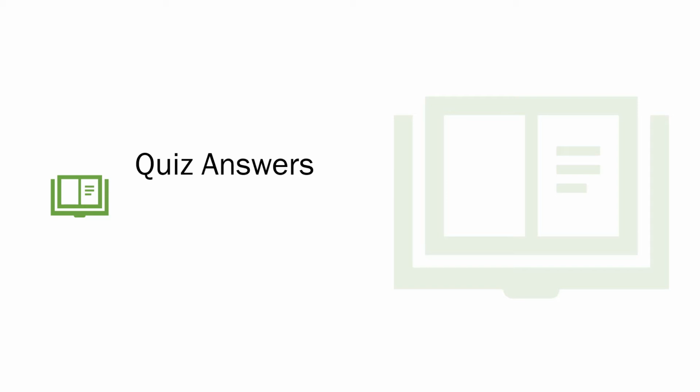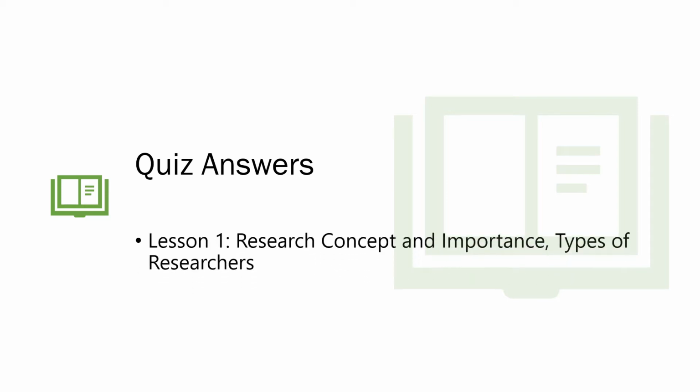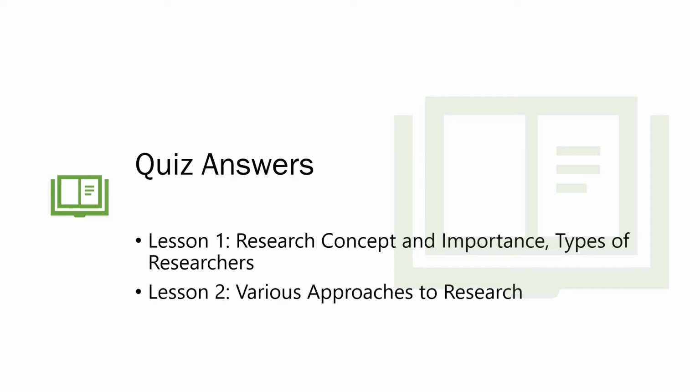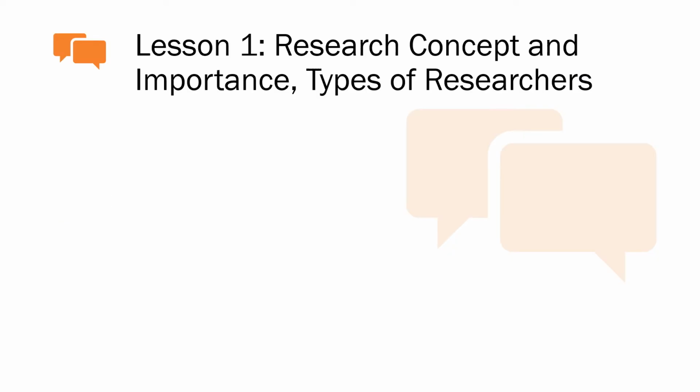Let us now look at the questions and answers to the objective type of the quizzes for lesson 1, research concept and importance, types of researchers; lesson 2, various approaches to research; and lesson 3, problem identification. Lesson 1, research concept and importance, types of researchers.